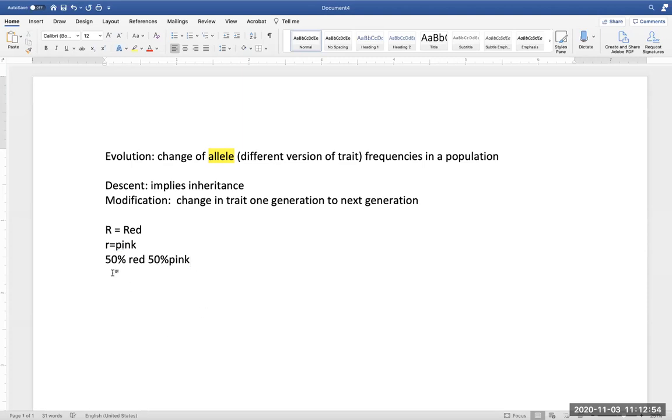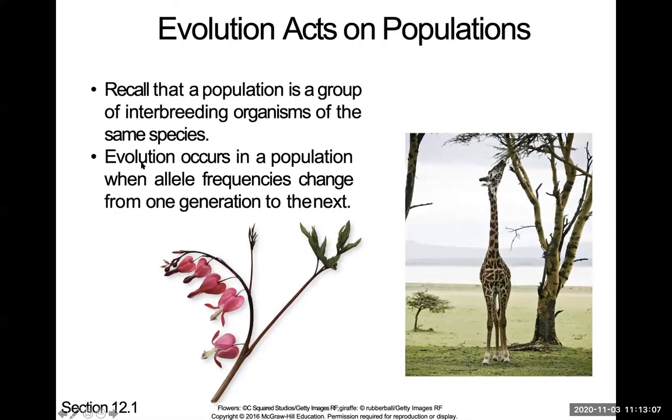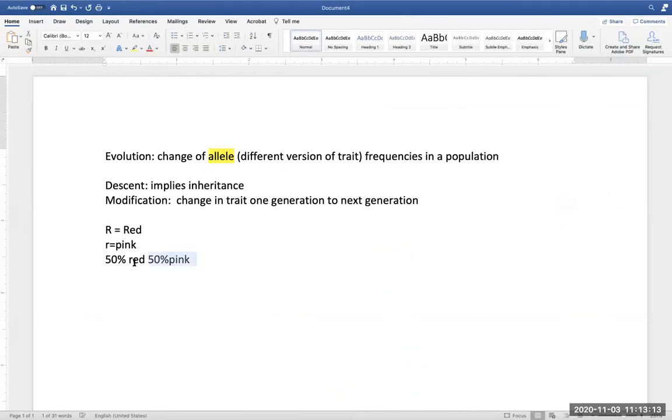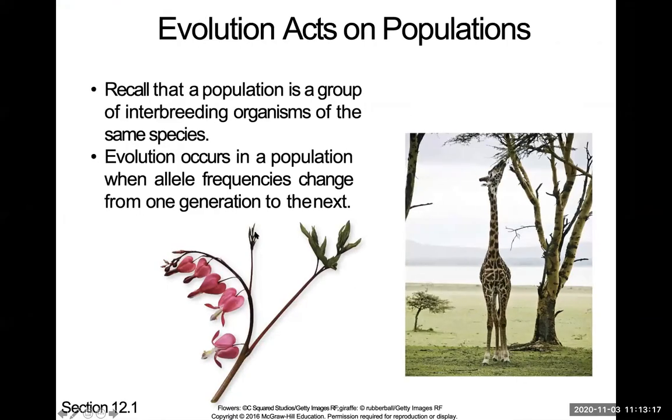Next generation, these might change. Maybe 60% is going to be red and 40% is going to be pink, or 75% is going to be red and 25% is going to be pink. So this change in allele frequencies is what tells us that evolution is happening. One color is being favored over the other one. So those are allele frequencies.